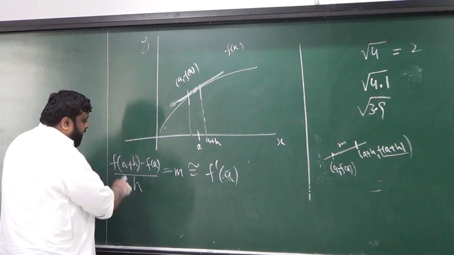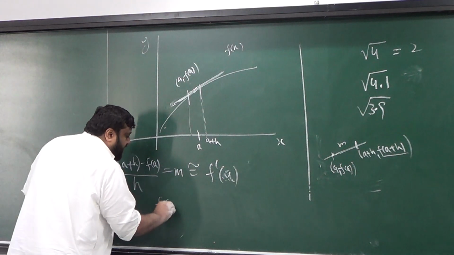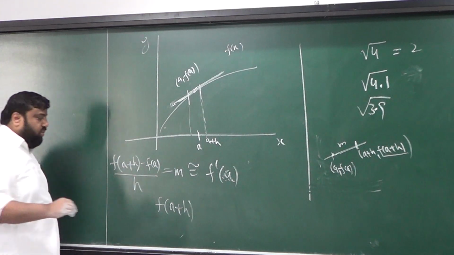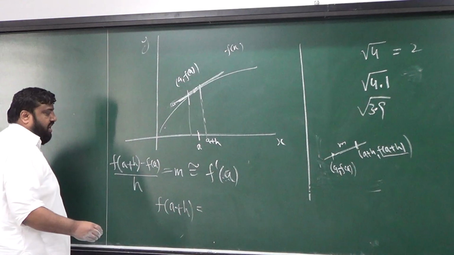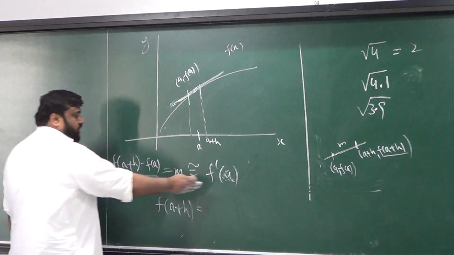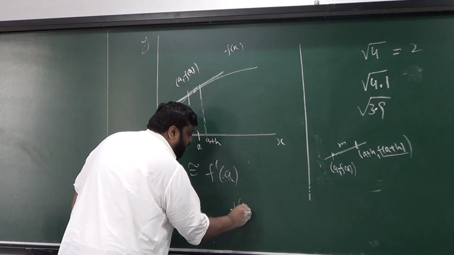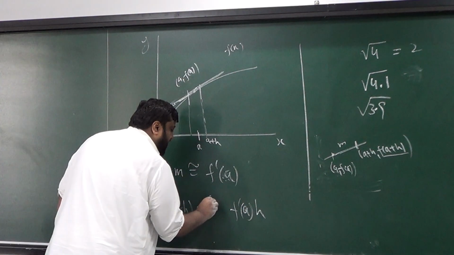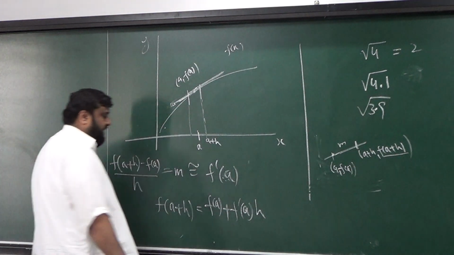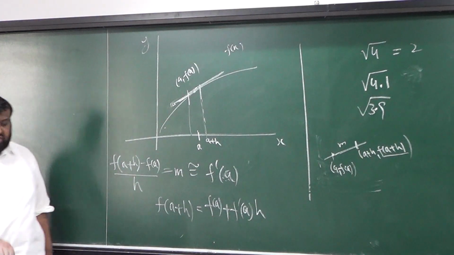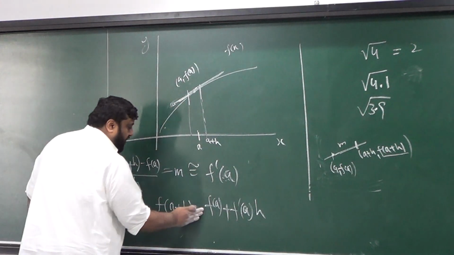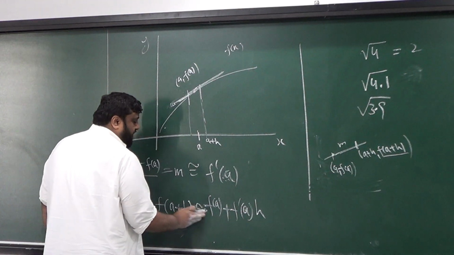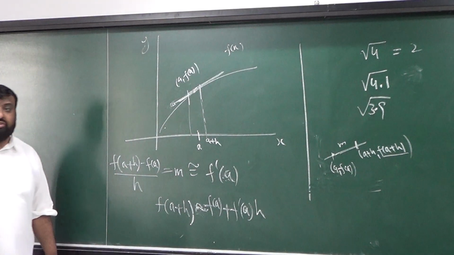So in other words, if I'm interested in computing f of a plus h, I can do it easily: I take f prime of a multiplied by h and add f of a to it. This is really going to give me an approximate value of f of a plus h.